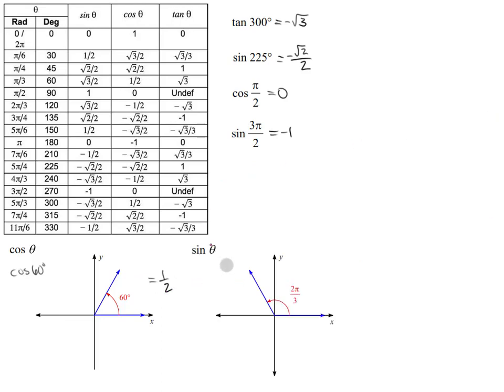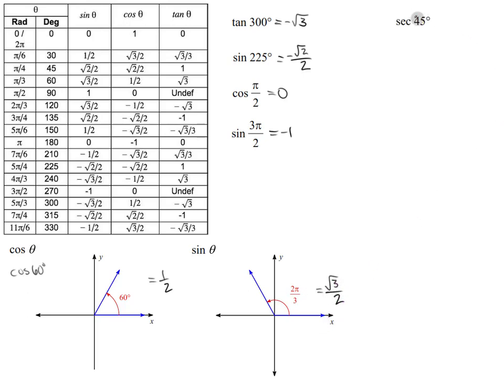Okay, what if they asked you for, say, sine of this angle? Sine of 2 pi thirds. So here's 2 pi thirds. Sine of 2 pi thirds is root 3 over 2. Square root of 3 over 2.